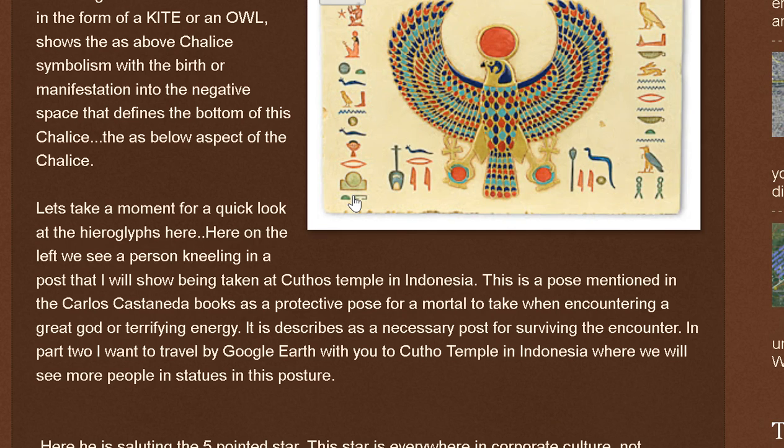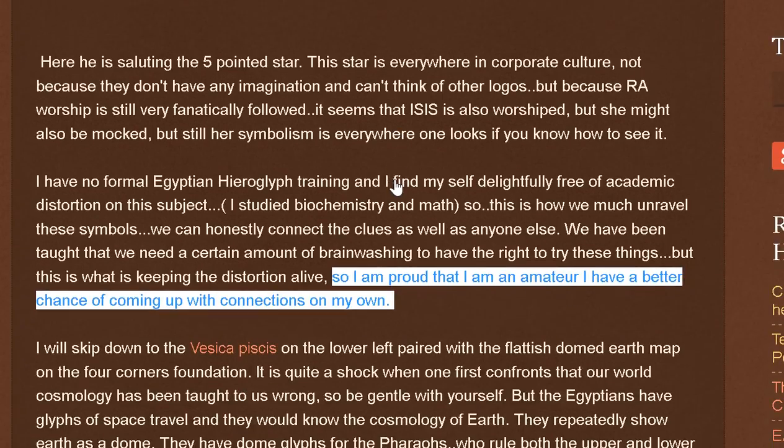They repeatedly show Earth as a dome. They have dome glyphs for the pharaohs who rule both the Upper and Lower Egypt. They mean the upper dome of the chalice, and the lower dome of the chalice, which has a round flattish earth at the bottom of it. So we will explore the chalice as format of the cosmology of our world, the shape of our Earth.